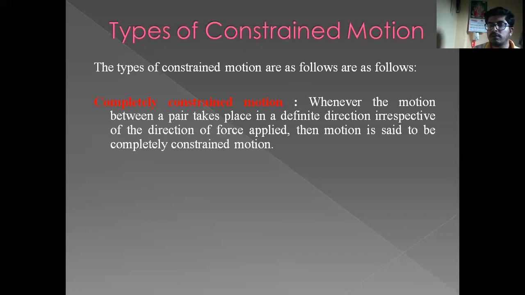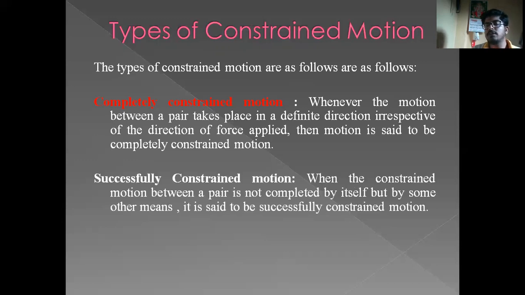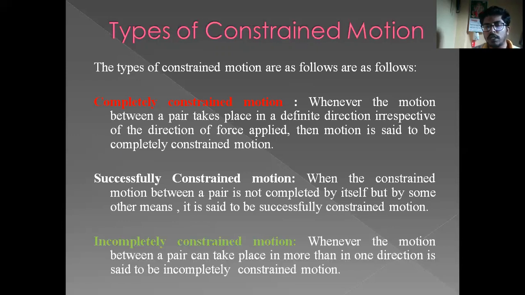The second one is successfully constrained motion. When the constrained motion between a pair is not completed by itself, but is completed by some other means, it is called successfully constrained motion. The third is incompletely constrained motion. Whenever the motion between a pair can take place in more than one direction, it is called incompletely constrained motion. So these are the types of constrained motions.